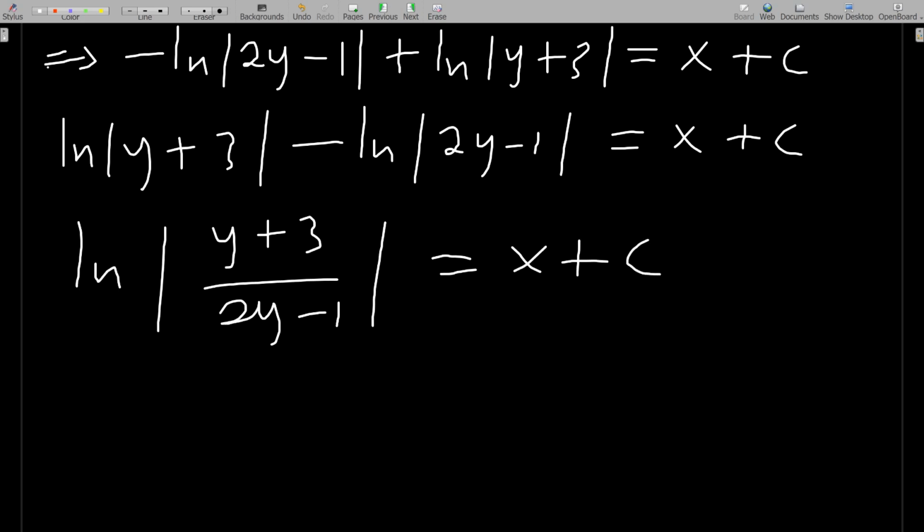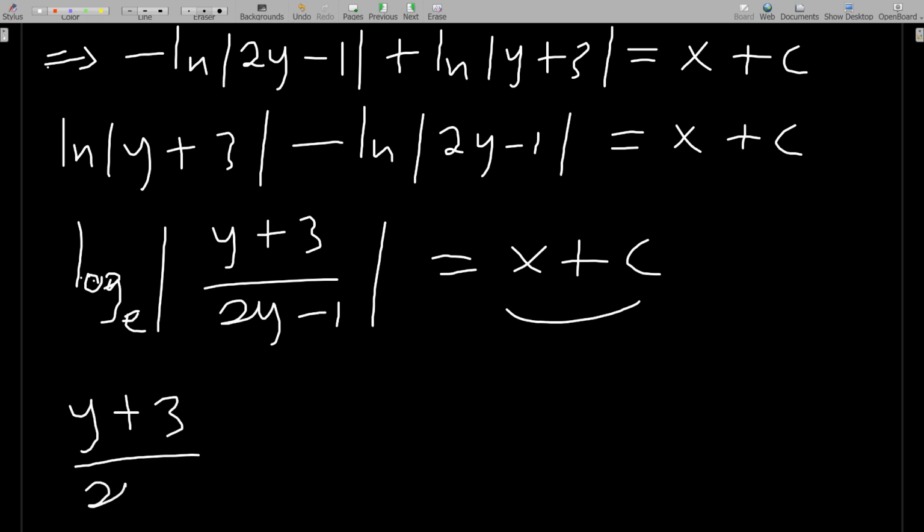We could have actually left everything like this, but the question is asking us to solve for y, so we have to make y the subject, okay. Now logarithm ln means that logarithm to the base e. So if I change this ln to the base e, I have log of everything here to the base e. So if I want to do away with the log, then all I have to do is let the e come and raise this power, okay. So I have y plus 3 over 2y minus 1 equals e to the x plus c, okay.